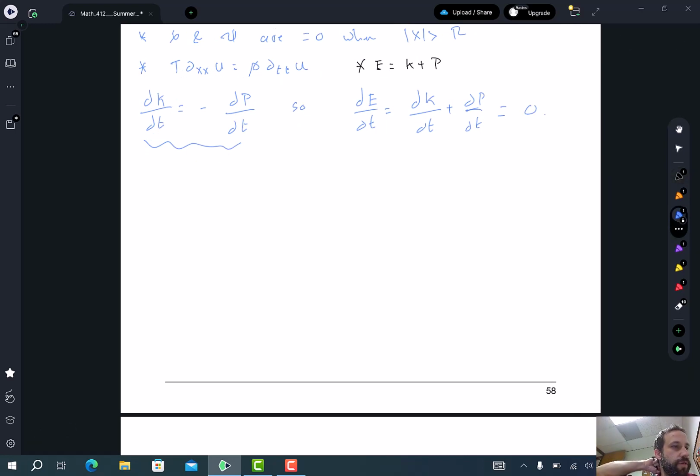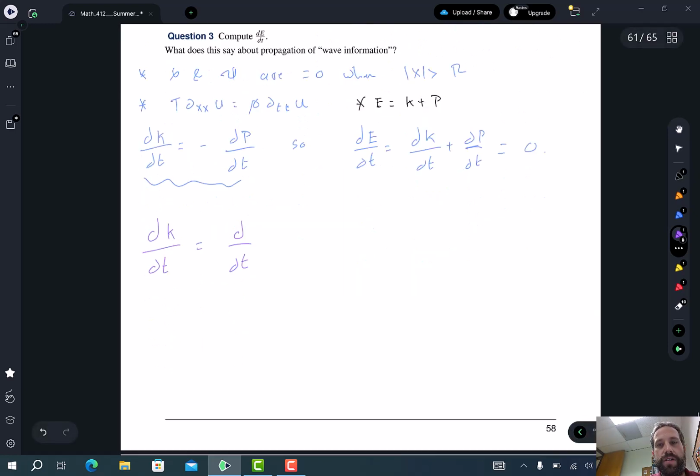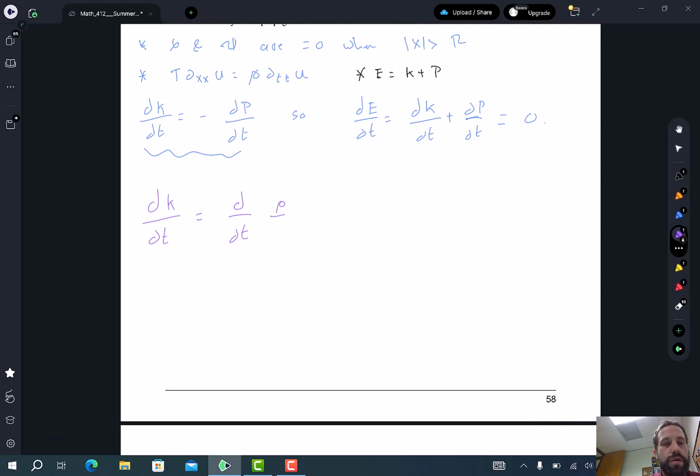All right, so let's just compute this. Let's compute the derivative of kinetic energy with respect to time. So we're going to have, let's see, what's a good color for this? Let's do purple. The derivative of kinetic energy with respect to time. Well, this is going to be equal to d/dt of my formula for kinetic energy. Let's come back up here. This is rho over 2 times the integral from minus infinity to positive infinity of the t derivative of u, squared, dx.